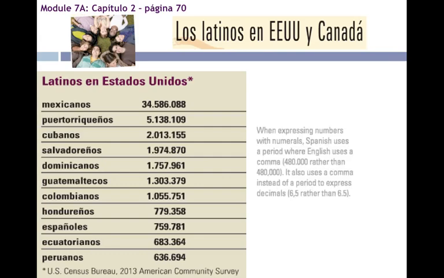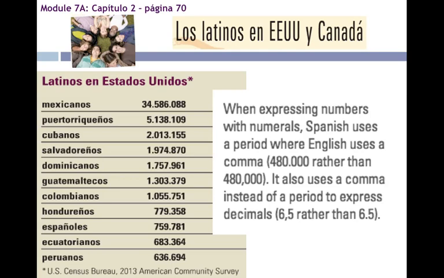Take a look at numbers in Espanol, and you're going to notice that when expressing numbers with numerals, Spanish uses a period where English uses a comma. So to write 480,000, for example, you put a period where that comma would be. The reverse is also true. Spanish uses a comma instead of a period to express decimals. So 6.5 is expressed as 6,5.